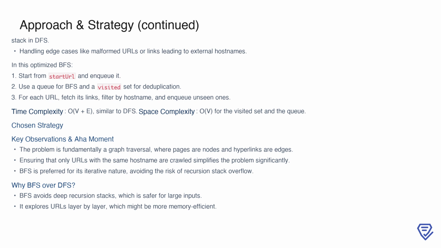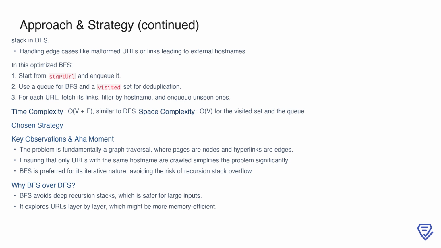BFS is particularly advantageous because it explores URLs level by level, which can be more memory efficient compared to the deep recursion stack of DFS. We can also use libraries like urllib in Python to simplify the parsing of hostnames and ensure that the comparison of hostnames is both accurate and efficient. Additionally, we need to handle edge cases such as malformed URLs or links leading to external hostnames.